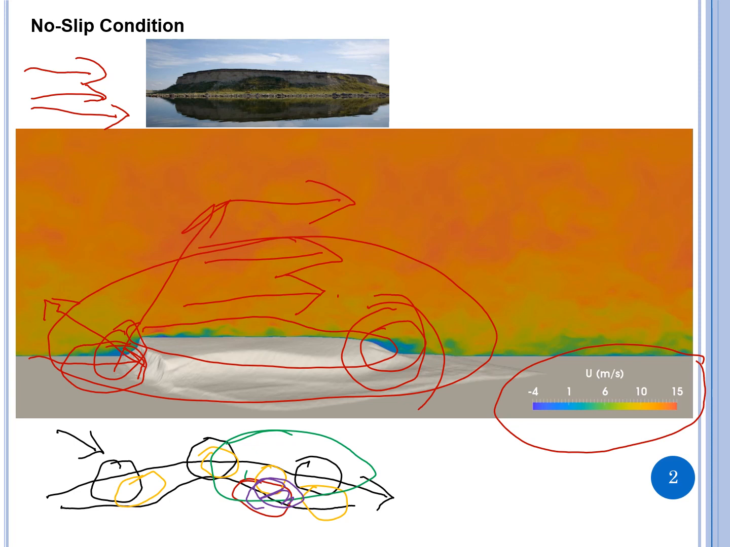Now since there is a low pressure region here, and then there is a higher pressure in this region, fluid will flow from the higher to the lower side, so fluid will change direction. That's why you see the velocity moving in the opposite direction.